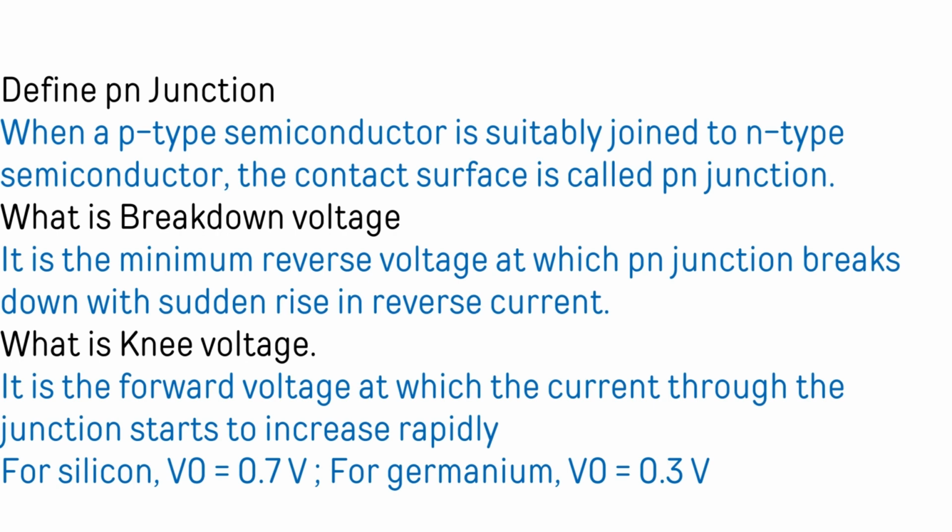What is knee voltage? It is the forward voltage at which current through the junction starts to increase rapidly. For silicon, V0 equals 0.7 volts, and for germanium, V0 equals 0.3 volts.